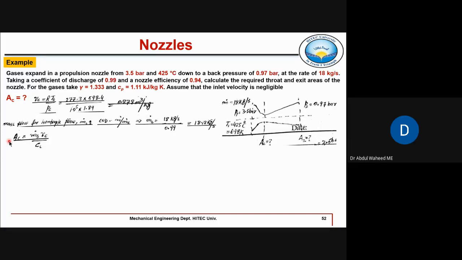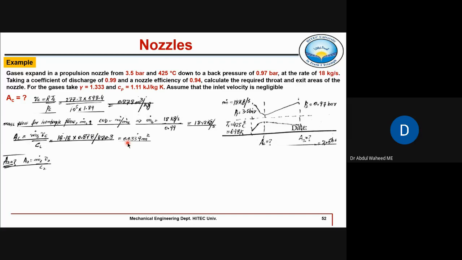So then the area of the throat can be calculated just by putting in values: m dot s, VC, CC. So take care of units. If there is any unit conversion, you should know very well now. So the area of the throat comes out to be 0.0339 meters squared.